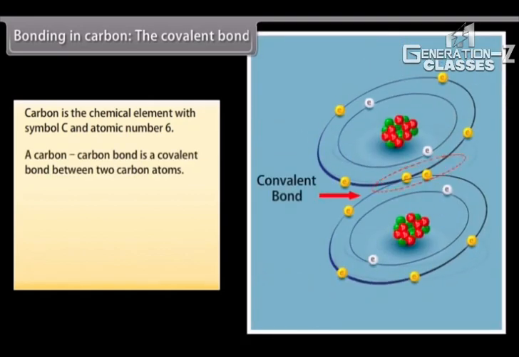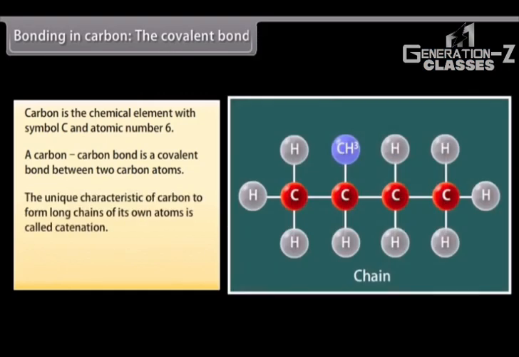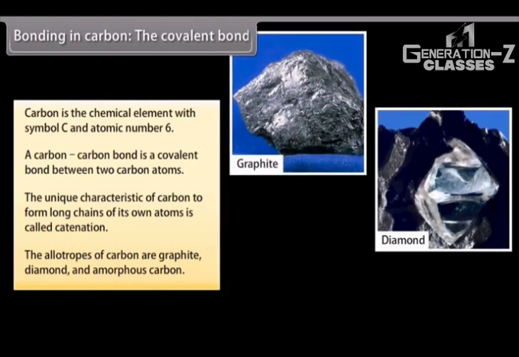The most common form is the single bond, a bond composed of 2 electrons, one from each of the 2 atoms. Carbon also has the unique characteristic to form long chains of its own atoms. This property is called catenation. The allotropes of carbon are graphite, diamond, and amorphous carbon.